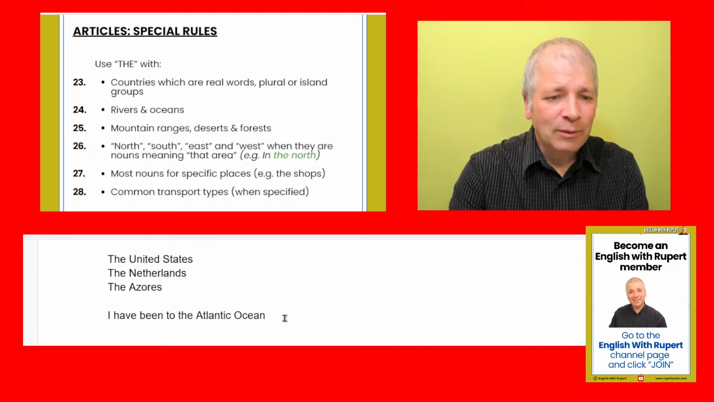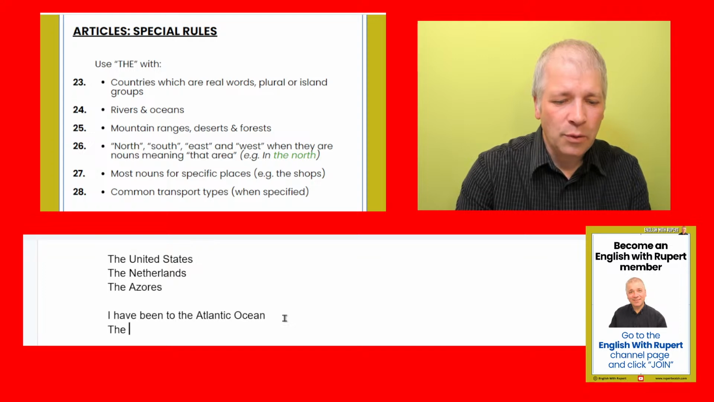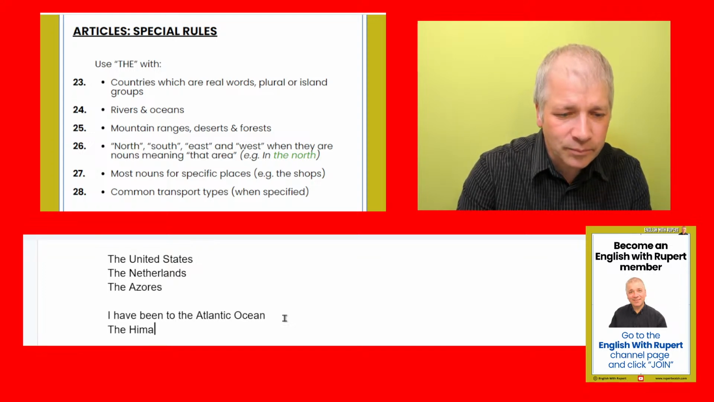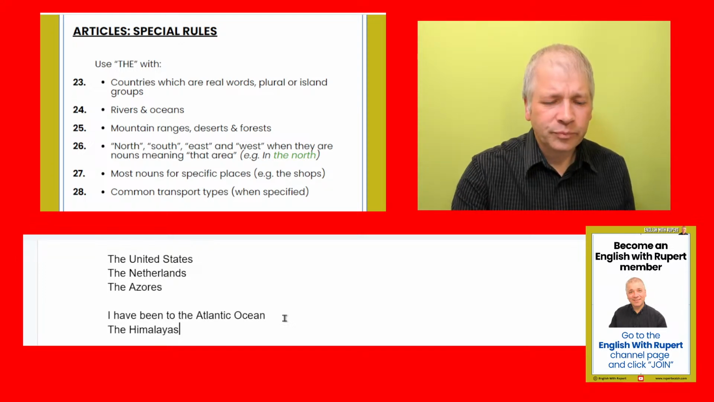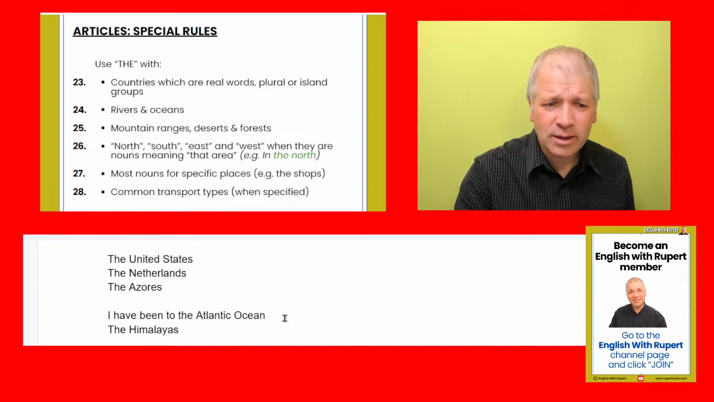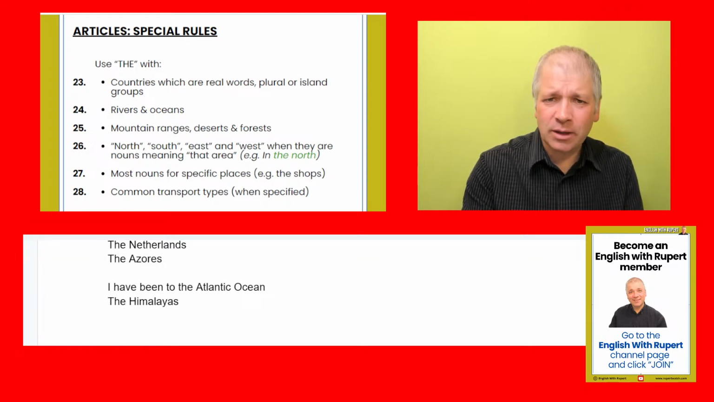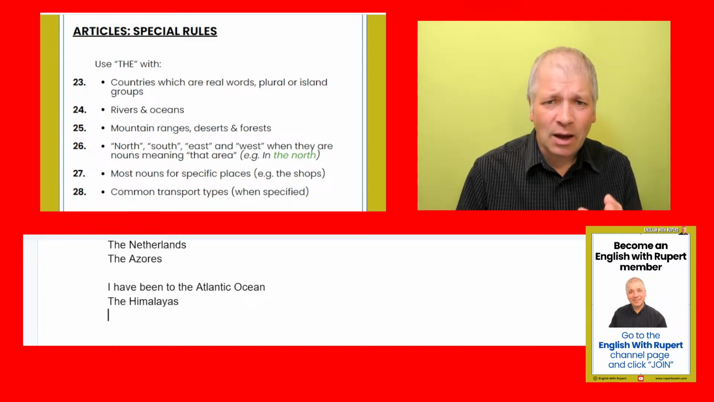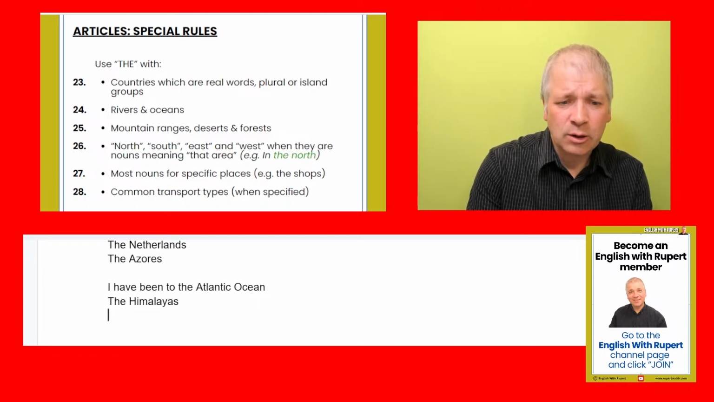25, mountain ranges, deserts and forests are all the same here. So the Himalayas, which is a mountain range between Nepal and China. I'd never say a Himalayas, it's always the Himalayas. Now, rule 26. I'm going to skip forward and cover this and another rule at the same time. North, south, east and west, when they are nouns meaning that area.